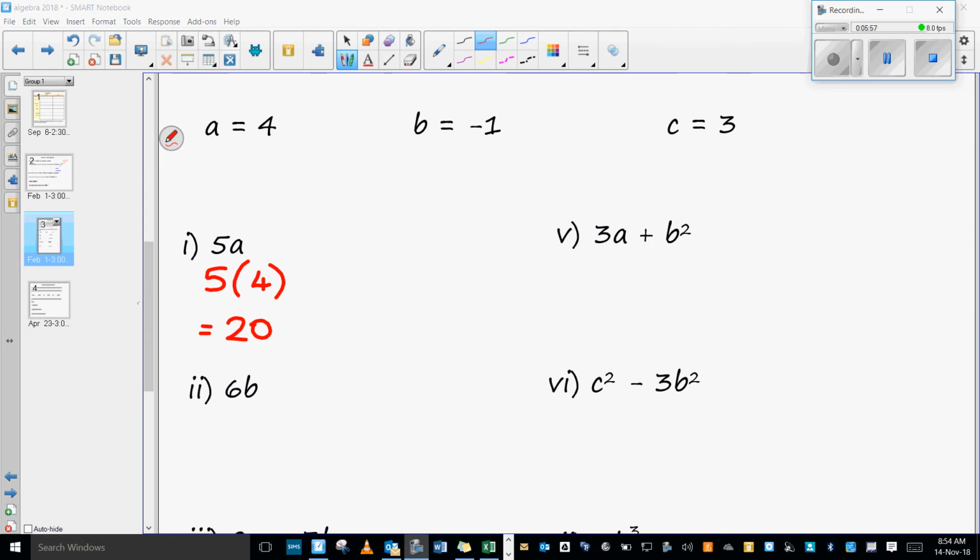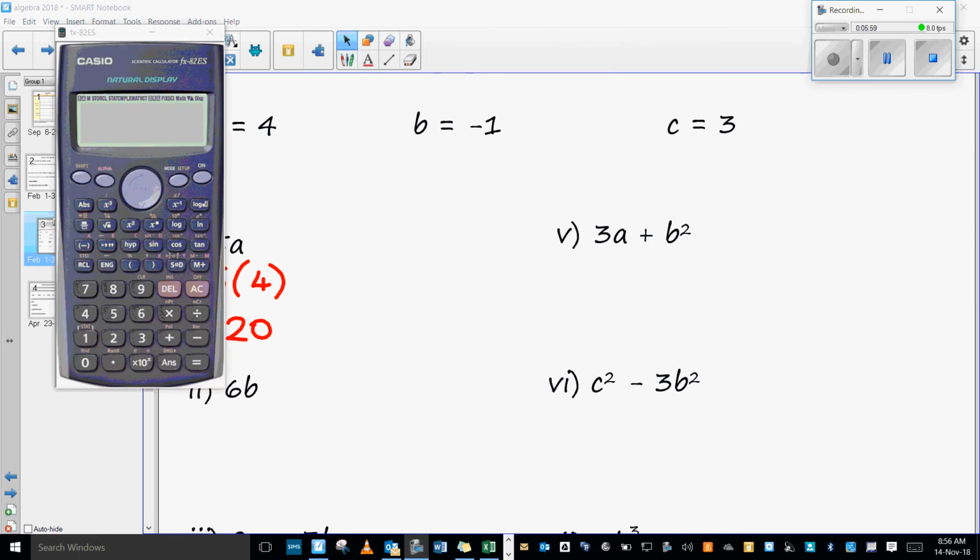All right, so here, let's show that we can. This is what happens. We've got 5 bracket 4 bracket. Press equals. Lo and behold, it tells you it's 20. The calculator is super clever. It knows that when things are next to each other, they have to multiply. You don't have to use multiply.